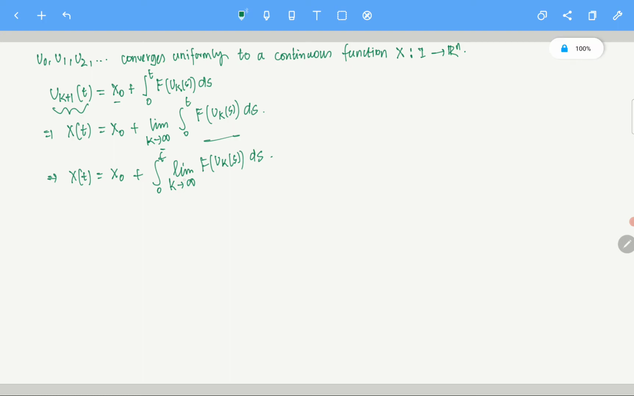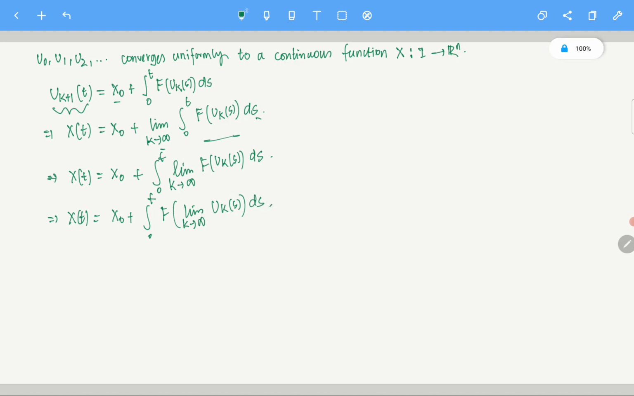Now, can I take this limit inside f? Of course I can. Why? Because f is a continuous function from R^n to R^n, or from some omega subset of R^n to R^n. Anyways, it's basically a continuous vector field. Important: f of x_n will go to f of x for x_n going to x. So I can take this limit inside, f of the limit as k tends to infinity of u_k of s. I hope this is clear.